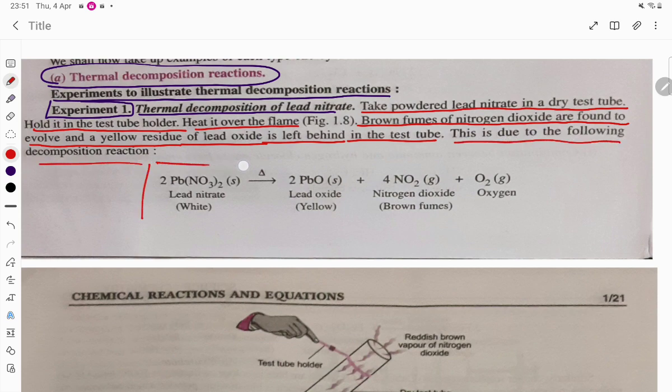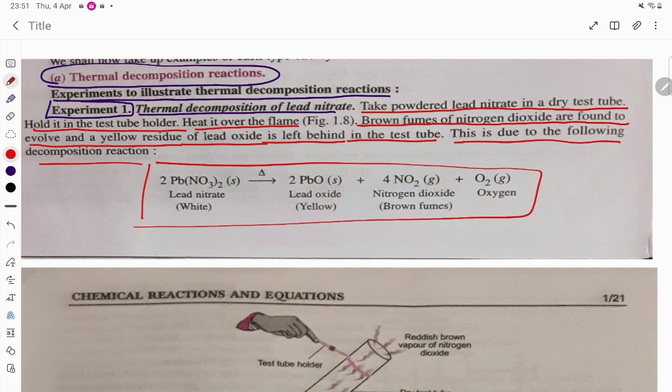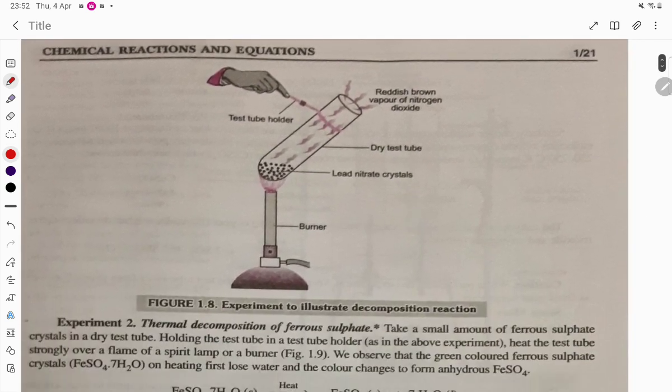So 2 molecules of lead nitrate are there, student. On heating, it will give 2 PbO plus 4 NO2 plus O2, and this is the brown fume, student. So one compound decomposing to give 3 different compounds, so it becomes a decomposition reaction. And since heat is being used, that is why it is called thermal decomposition reaction.